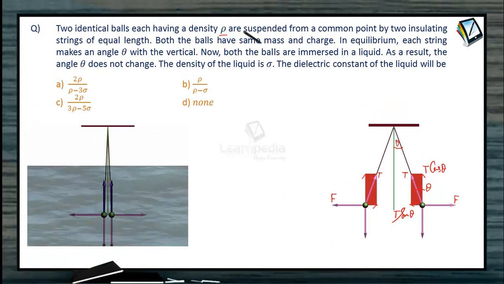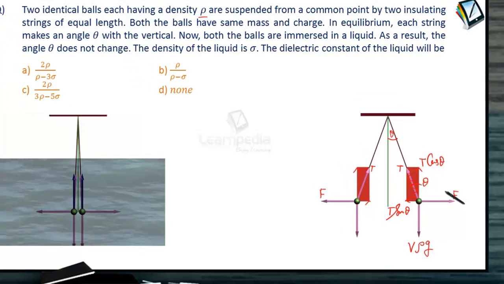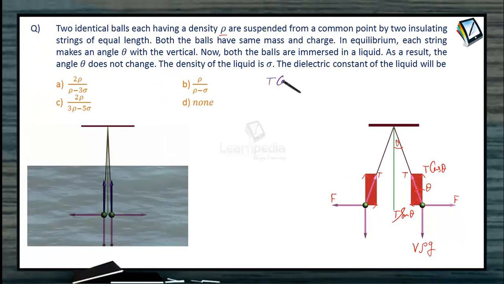So what is the weight? Since density is given, and suppose V is the volume of this ball, then volume V into density rho becomes mass, and mass into g will be the weight. Since this object is in equilibrium under these forces, these forces must be balanced. Along the vertical direction, the equation will be T cos theta is equal to V rho g, the weight of the body. And the horizontal component of the tension must take care of the electric force, so T sin theta is equal to F.